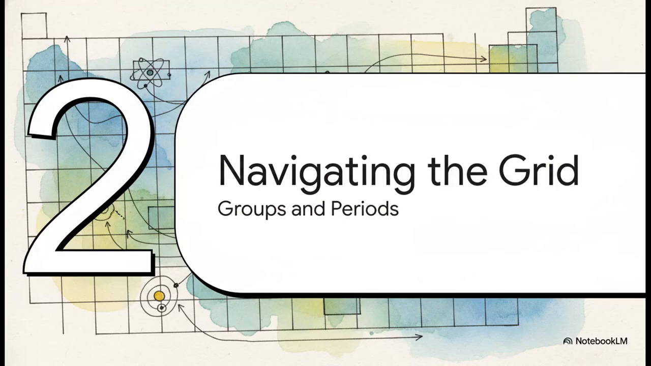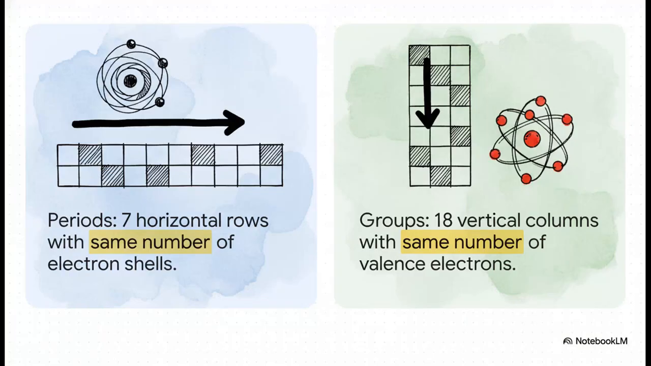Moving to part 2, navigating the grid, groups and periods. Now that we have the modern setup ordered by atomic number, how do we actually read it? Well, the grid is built on just 2 simple directions. Horizontally, moving left to right, we have 7 rows, and these are called periods. When you move across a period, those elements all share the exact same number of electron shells. Vertically, going top to bottom, we have 18 columns, which are called groups. Moving down a group means those elements share the exact same number of valence electrons. Those electrons hanging out in the outermost shell.